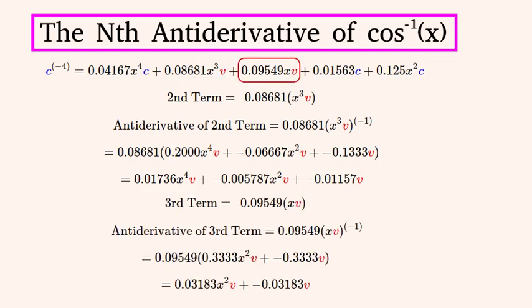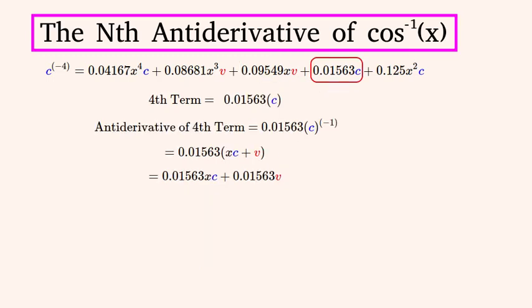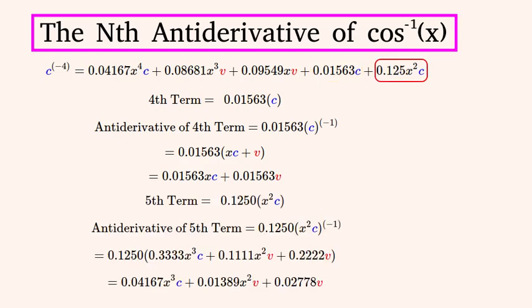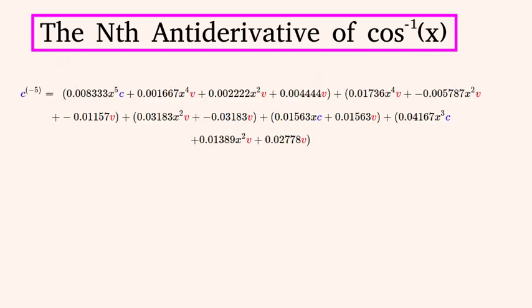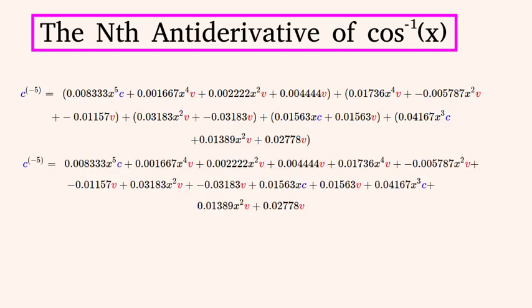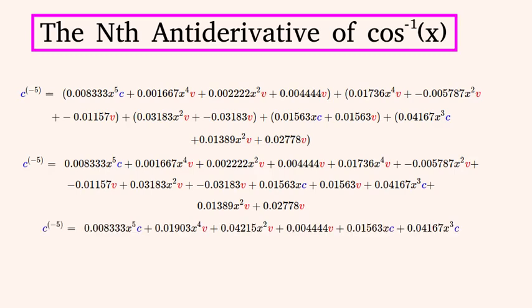And here's the calculation for the antiderivative of the third term. And here's the calculation for the fourth term. And here it is for the fifth term. So we'll have to add all of these expressions together to give us the final answer. We'll expand all of the brackets. Then we'll simplify the expression, giving us this as the answer.